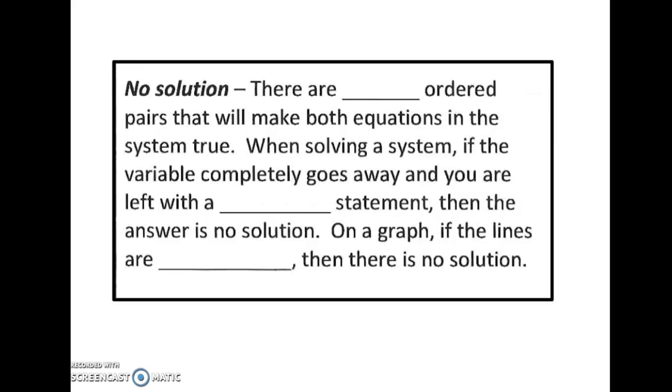No solution. There is no ordered pair that would make both equations in the system true. When solving a system, if the variable completely goes away and you are left with a false statement, there is no solution. When graphing, if the lines are parallel, there is no solution.